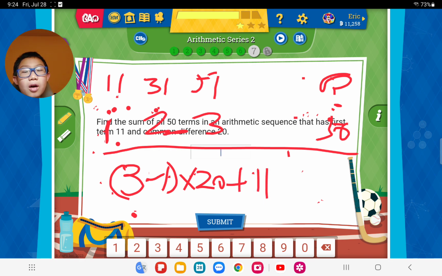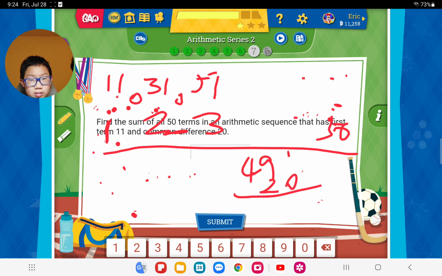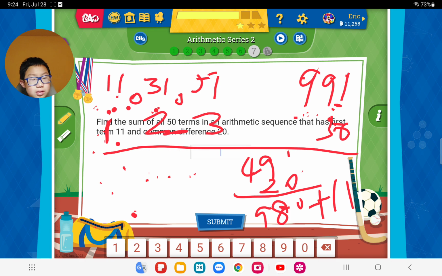So we can find this by the difference. It means that this is one difference. So how many differences between the first and the last one? 49? Yes. So what's this number? 991? This number means 49 times 20, plus 11. Understand? 991. So this is the number.